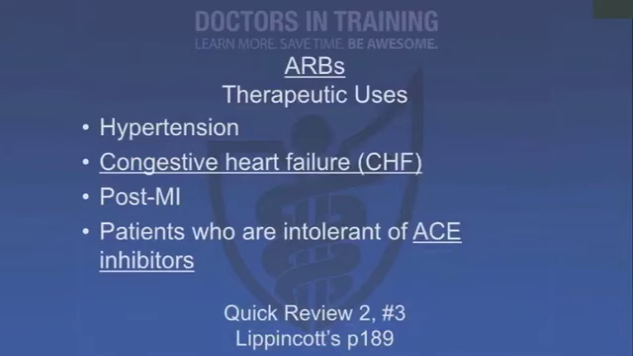Next question. What are some therapeutic uses for ARBs, or the angiotensin receptor blockers? Well, it's pretty much the same thing for the ACE inhibitor. So if you can remember one, you can remember both. So hypertension, congestive heart failure, post-MI, in patients who are intolerant to ACE inhibitors. So that's the key to the ARBs, in my opinion, at this point in time, is that basically you're going to use them as ACE inhibitors, but if you have the choice between an ACE inhibitor and an ARB, we generally choose the ACE inhibitor.